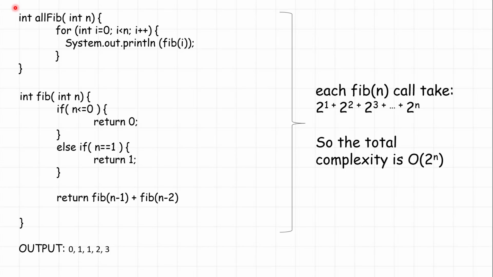Here we have the code, a main function that loops starting from 0 to n, and a second function that computes the Fibonacci numbers as we have seen before. Unfortunately, each call of the Fibonacci function takes complexity of 2 power n, and if we sum it for all the numbers that we have to compute, the total complexity of the algorithm is 2 power n.